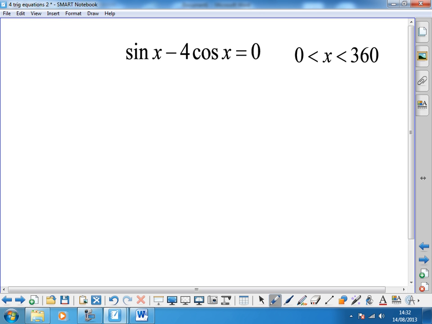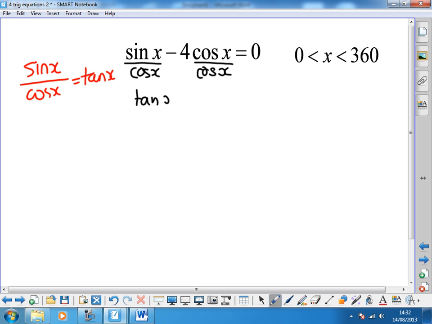No squares here. But here we have got the rule: sine x over cos x is tan x. Okay, yeah. So if I divide everything by cos x, yeah? Yep. So divide that by cos x, that's going to give me a tan, which is nice. Divide that by cos x, that's going to cancel. And 0 divided by cos x is still 0. So I've now got tan x minus 4 is 0. So tan x is 4.